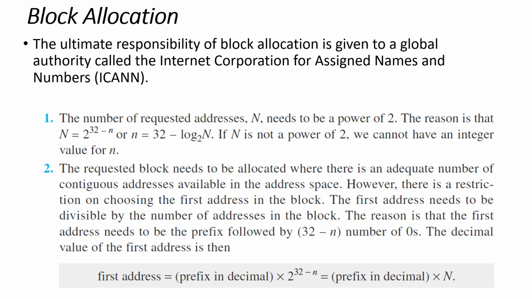The requested block needs to be allocated where there is an adequate number of contiguous addresses available in the address space. However, there is a restriction on choosing the first address in the block. The first address needs to be divisible by the number of addresses in the block. The reason is that the first address needs to be the prefix followed by 32 minus n zeros. The decimal value of the first address is then prefix in decimal times 2 to the power of 32 minus n, which is equivalent to prefix in decimal times capital N.